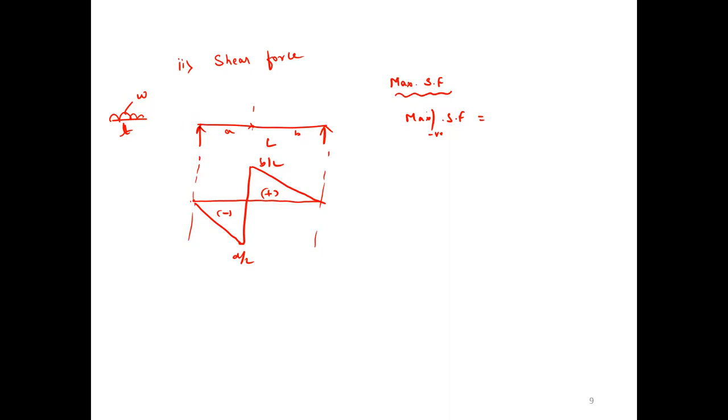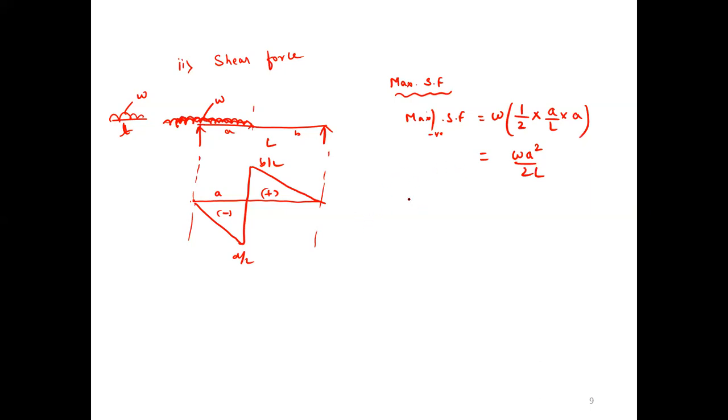So where do you have to place this UDL to get maximum negative shear force? In the left side of the span. Right? If you place it like this, it will come over because the length is large. So it will come like this. But no matter. In this case, you are getting negative shear force. Load is W multiplied by area. What is the area? Half into base, which is A, and height A by L. So the final value you are getting is W A square by 2L. This is the maximum negative shear force.